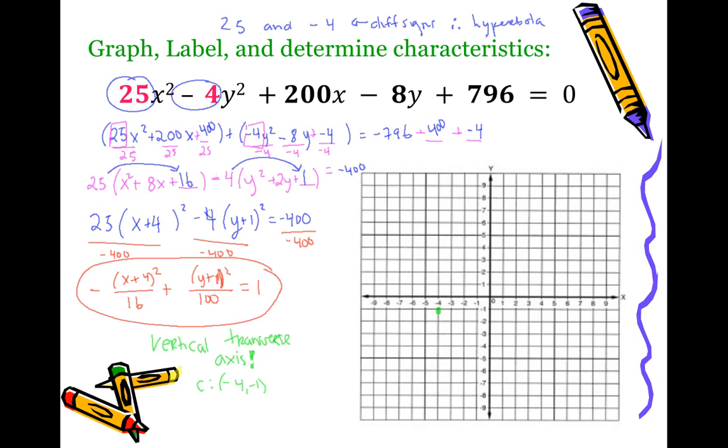It's a vertical transverse axis, so my a squared is going to be 100. So a is going to be 10. So I'm going to be going up and down 10. 1, 2, 3, 4, 5, 6, 7, 8, 9, 10. Down 10, I'm going to be 1 off right here at -11. Okay, so I need to create that box. So b squared is 16, so b is 4. So I'm going to go right and left 4 to get that box. 1, 2, 3, 4. 1, 2, 3, 4, and then I can create that box, which just helps me get my asymptotes.